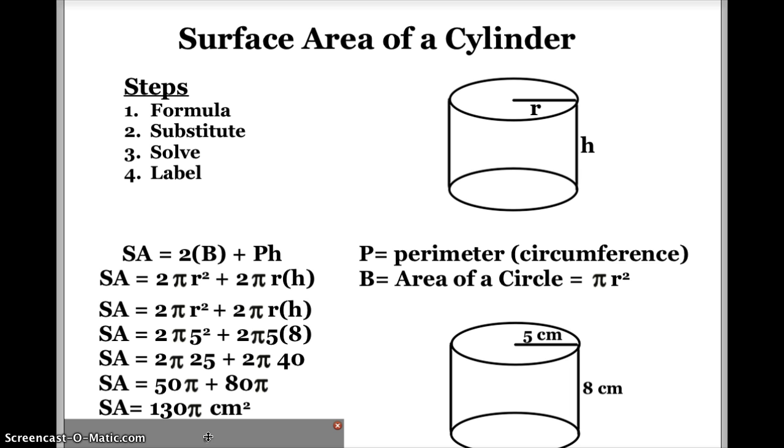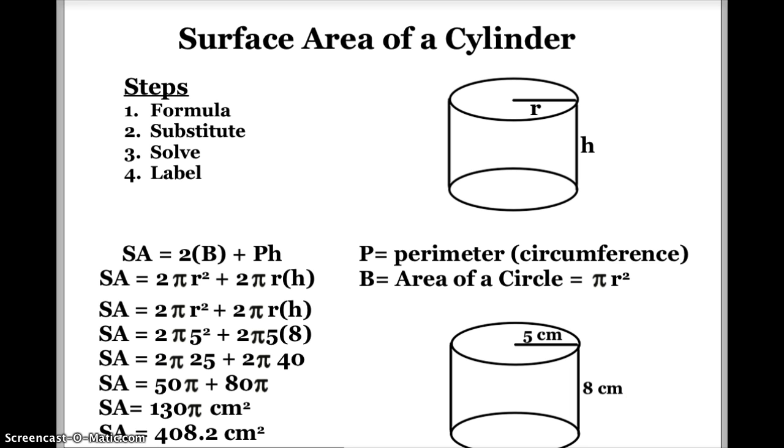So it's 130 pi centimeters squared, and if I want to multiply 130 times 3.14, I can get an approximation of that. The surface area is equal to 408.2 centimeters squared. That means it's going to take 408.2 square centimeters. If you think of centimeter grid paper, you could use 408.2 of those to cover up this cylinder that has a radius of 5 centimeters and a height of 8 centimeters.